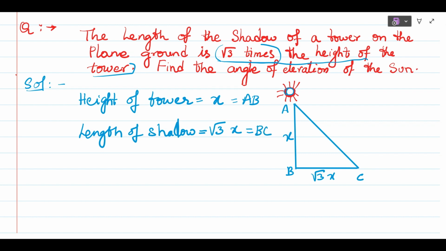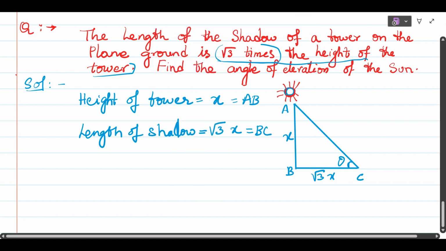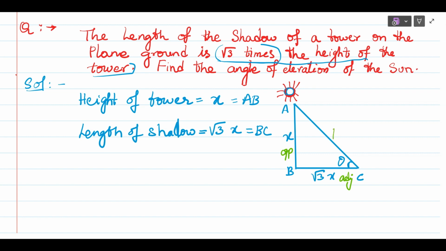Now they are asking us to find the angle of elevation of the sun. See here, the sun is here and if we join point A and point C, the angle of elevation will be here. Let us take this as theta. So AB will be the opposite side and BC will be the adjacent side. This will be our hypotenuse.